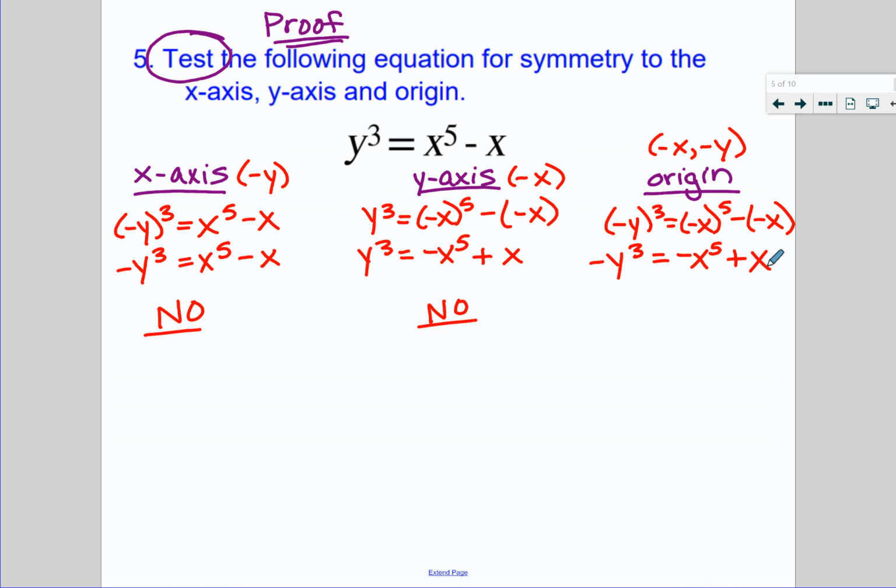Is that the same as the original equation? Yes, because we can do one more thing to it. If I divide by -1 here, which I could do in the other ones too, but here it's helpful because it's going to flip all my signs. It's going to make it a positive y to the 3rd, a positive x to the 5th, and a -x. And you can see now that's the same as the original equation. So that's a yes. So this would be sufficient work. If there's an answer line, you can just write symmetry to the origin only would be the answer.